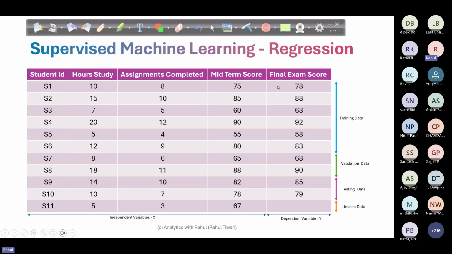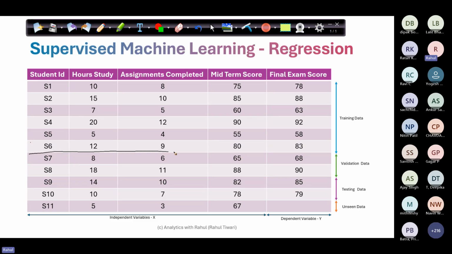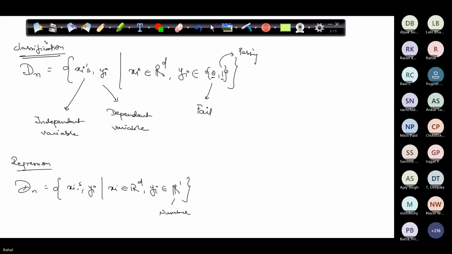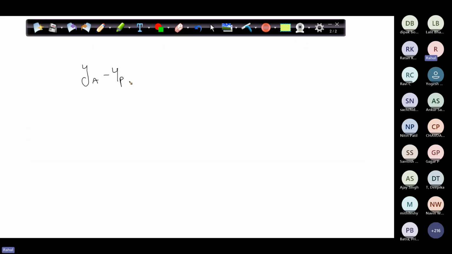After that, once my model is ready, I will use this validation data where I will only pass this information. I will only pass this information in the model. I am not going to pass this information. My model will give me some numbers. If these numbers are very near to these numbers, that means my model is doing good. Because this is the score the model is predicting, and this is the actual score. If the difference between the actual score and the predicted score is less, in that case my model is doing good.